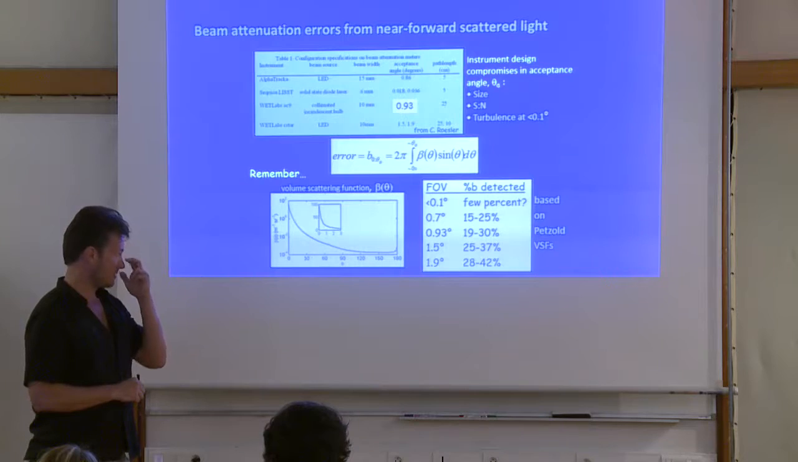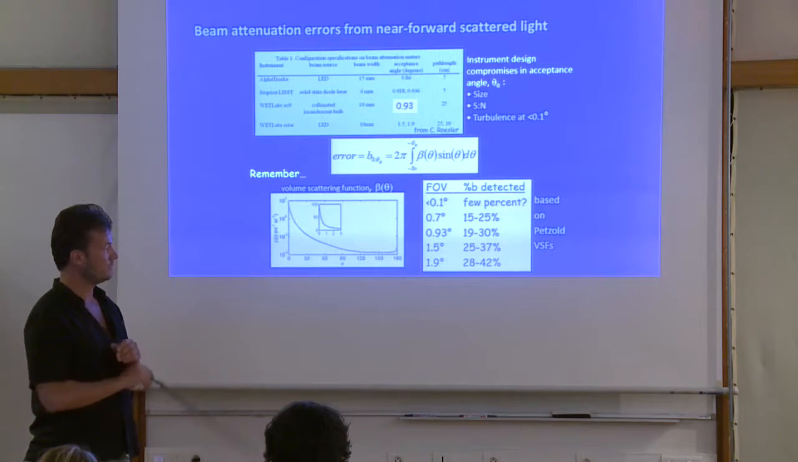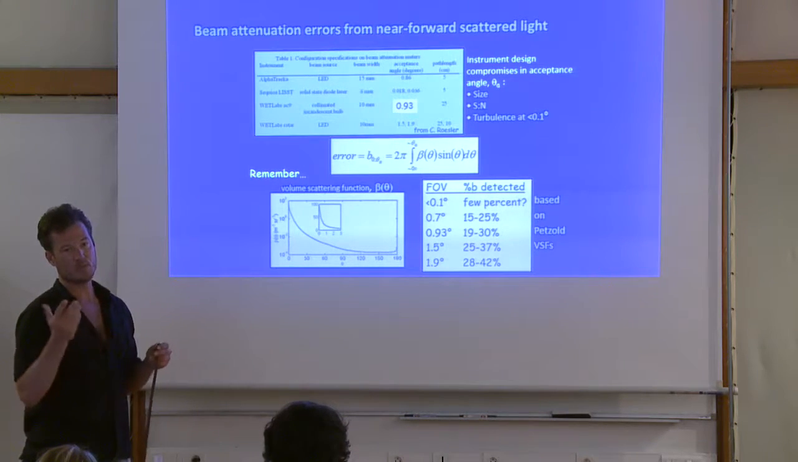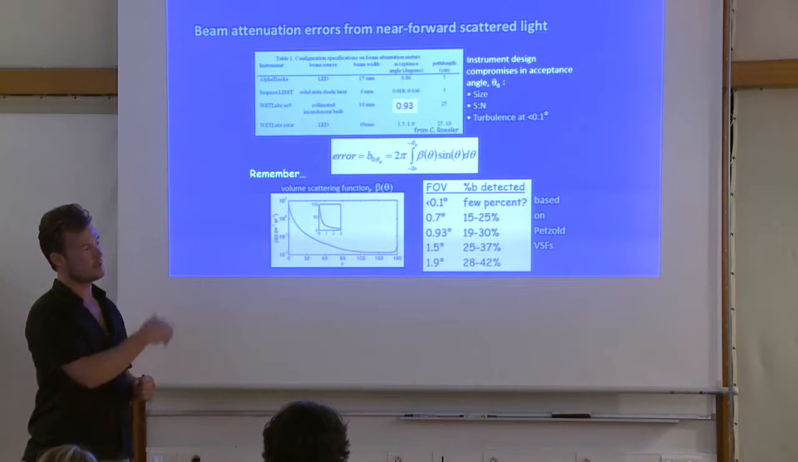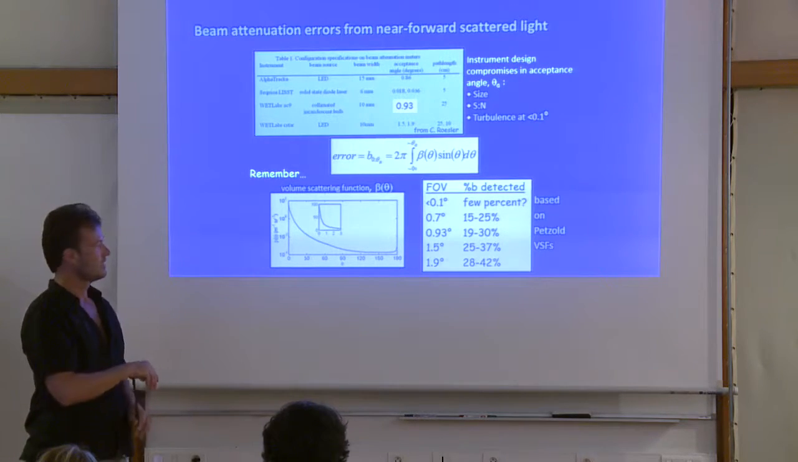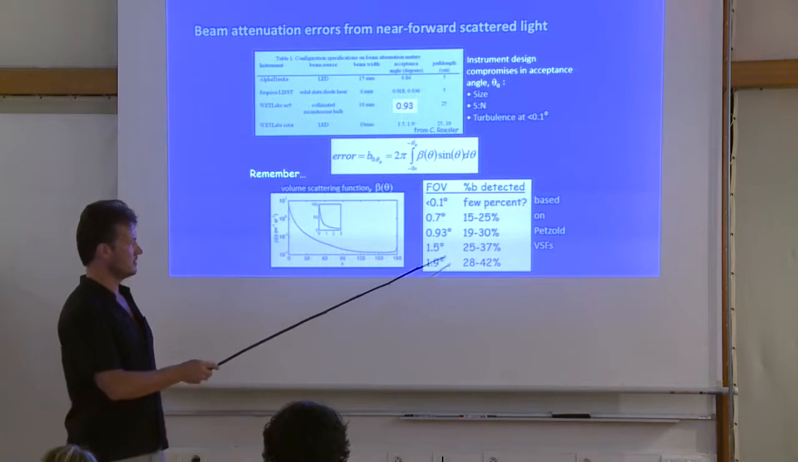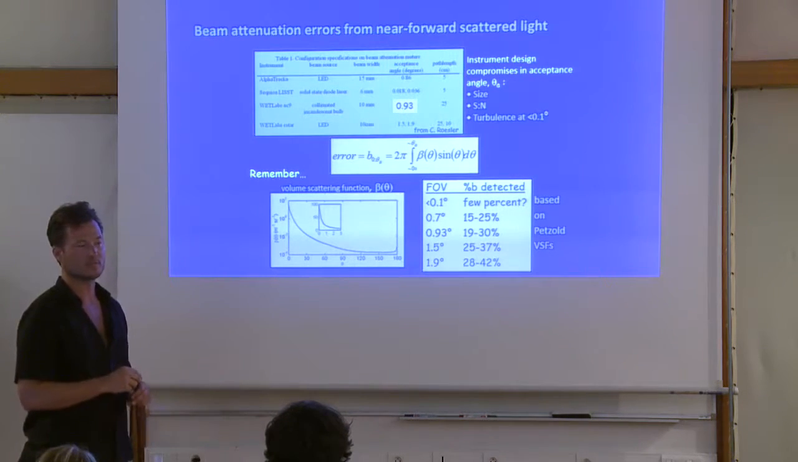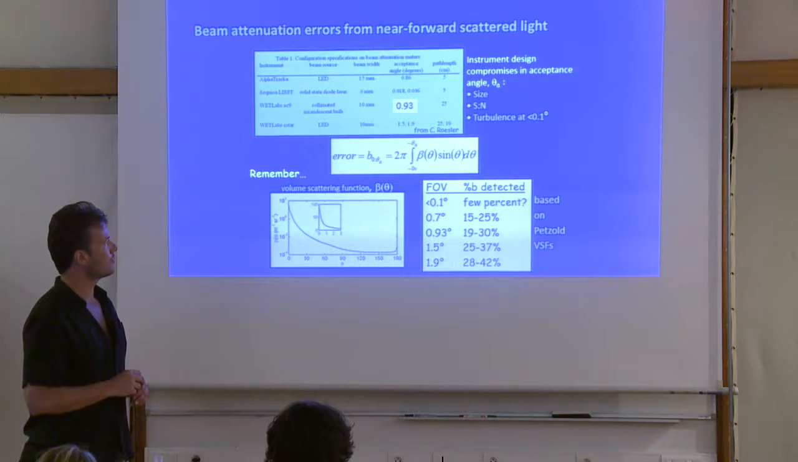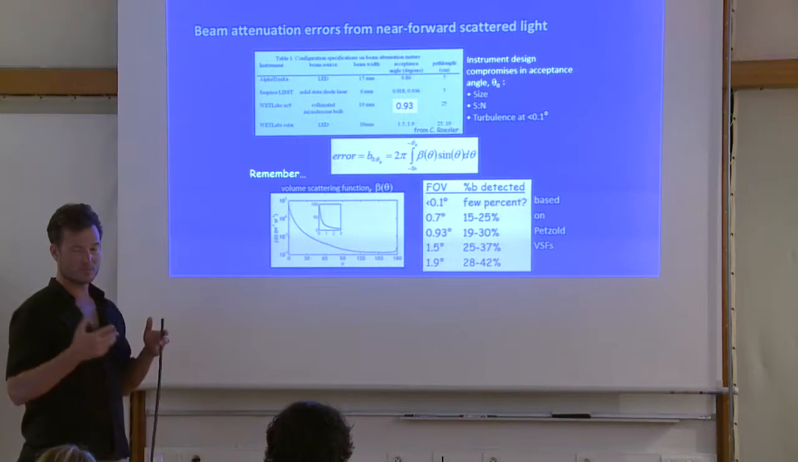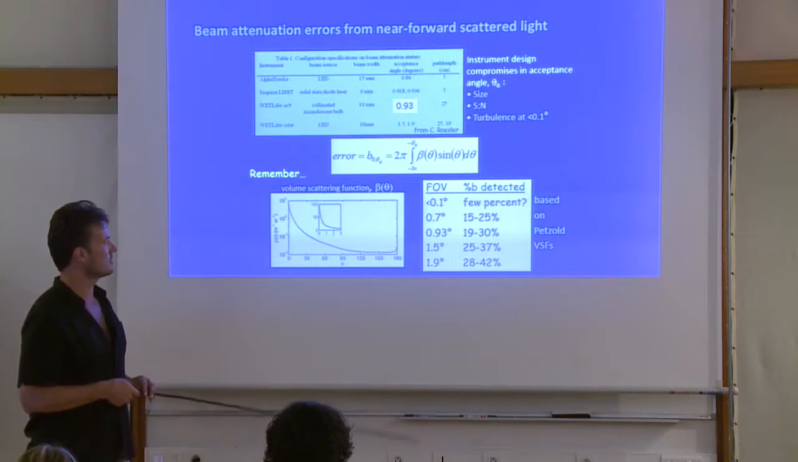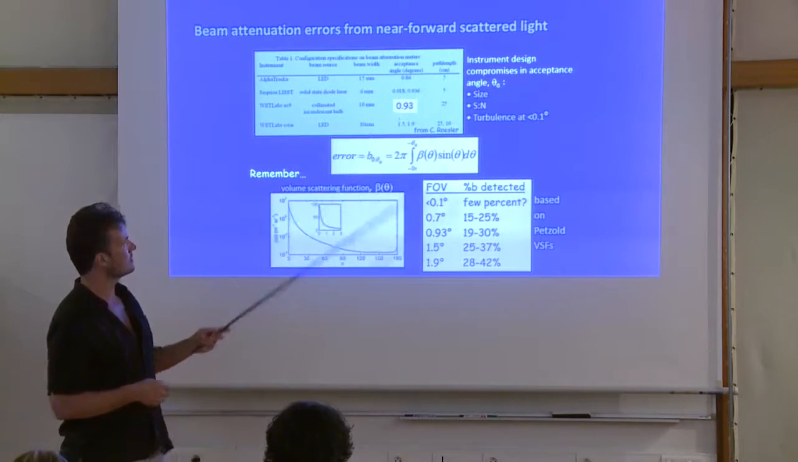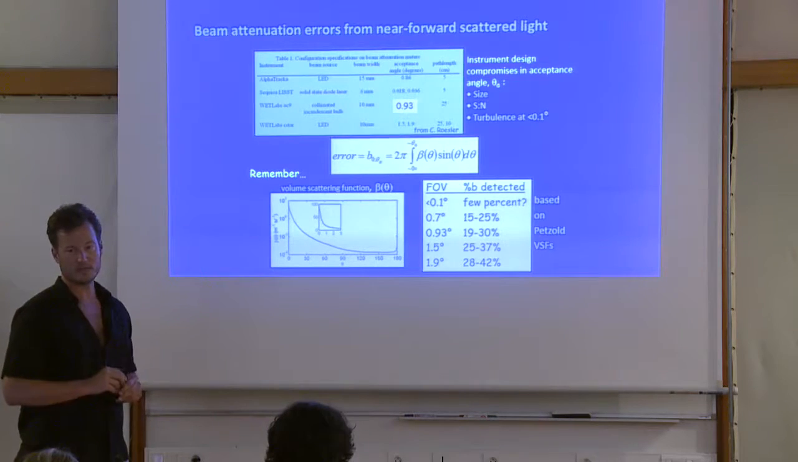And people forget about this all the time. Every paper you ever read with AC9 data says our B was this and our C was this. It's not C. It's 30% or 20% lower than what the actual C was. So it's an important thing to remember, and I at least would recommend always, whatever C meter you're using in your research, make sure in the methods you indicate what the acceptance angle was for that device.